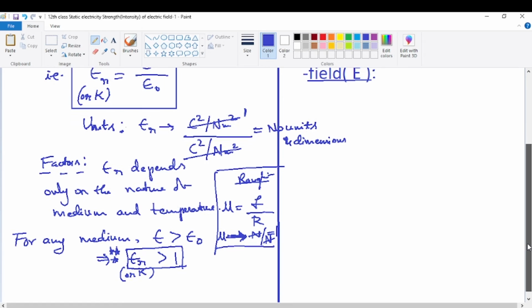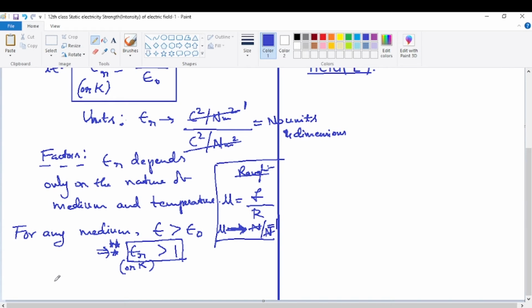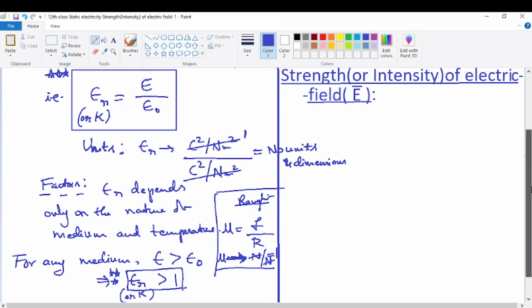So now consider a simple situation. Now consider the actual definition of relative permittivity. So relative permittivity epsilon R, R stands for relative. That's why it's called relative permittivity. The actual permittivity of the medium is epsilon. It has its own units, already we have seen. Permittivity of free space also has its own units, but relative permittivity epsilon R, R stands for relative, so it doesn't have any units and dimensions. But it depends upon the nature of the medium, because epsilon depends upon the nature of the medium.